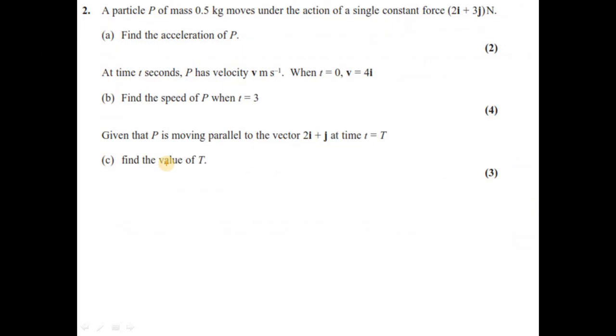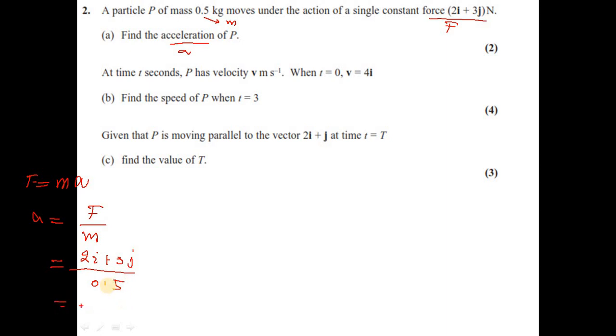Question number 2. A particle P of mass 0.5 kg moves under the action of a single constant force F. Find the acceleration of P. So a straightforward question. F is given. Need to find acceleration. Mass is 0.5 kg. So you can say that F is equal to ma. So acceleration is equal to force divided by mass, and the force is, no, it's not 4I, it's 2I plus 3J divided by mass. Mass is 0.5.